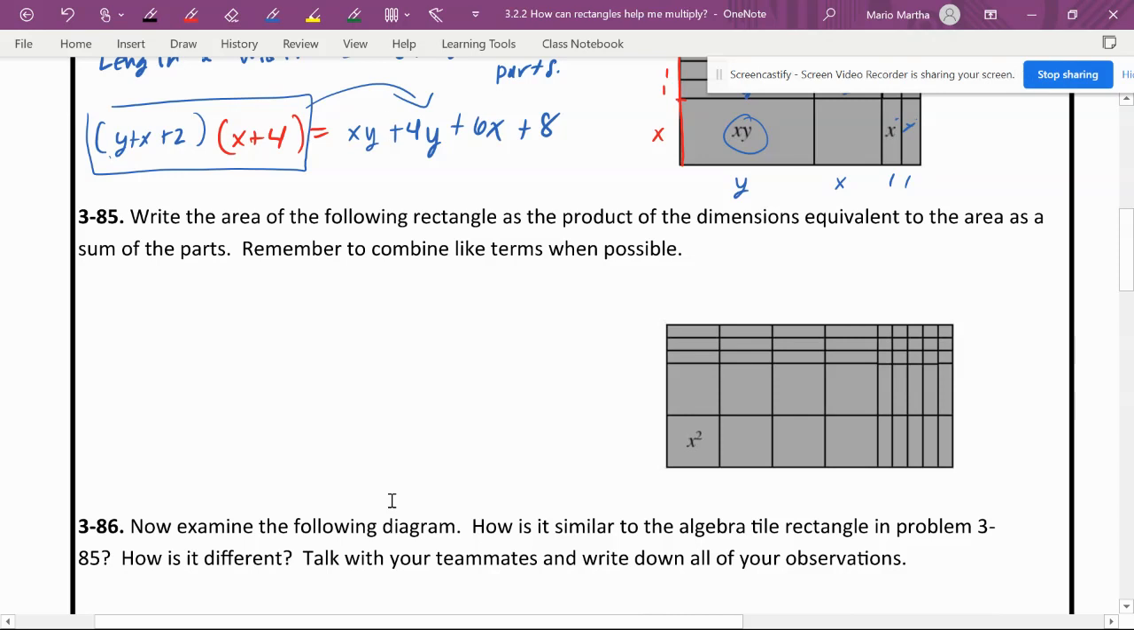Question 385, write the area of the following rectangle as a product of the dimensions equivalent to the area of the sum of its parts. So we're doing exactly the same thing now. So again, let's try it. So the length times the width, and then again, the sum of the interior parts.